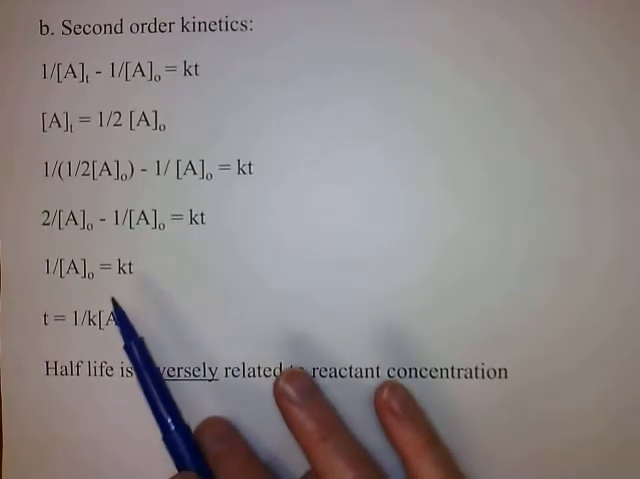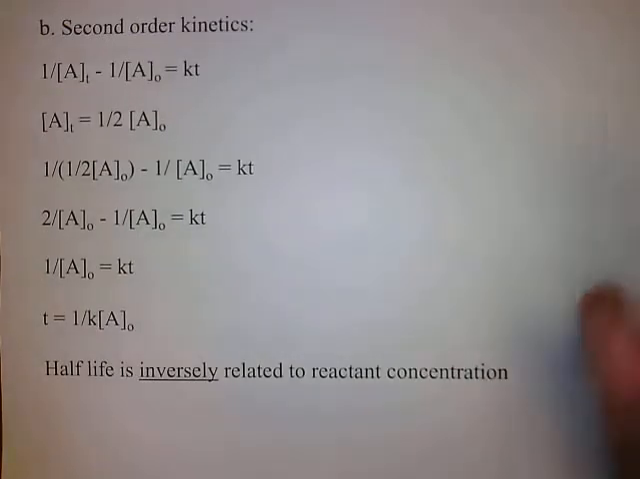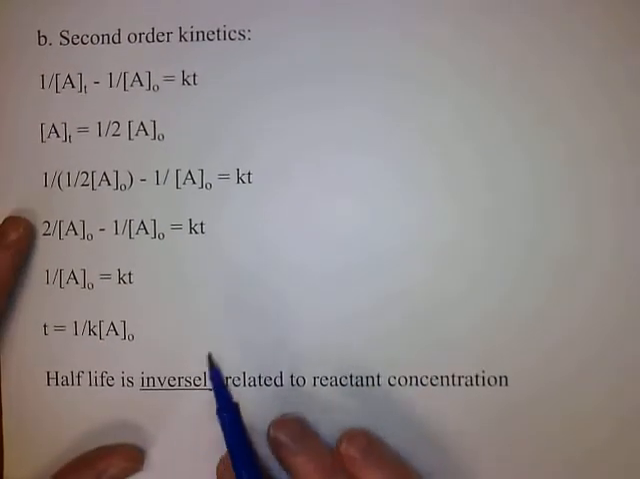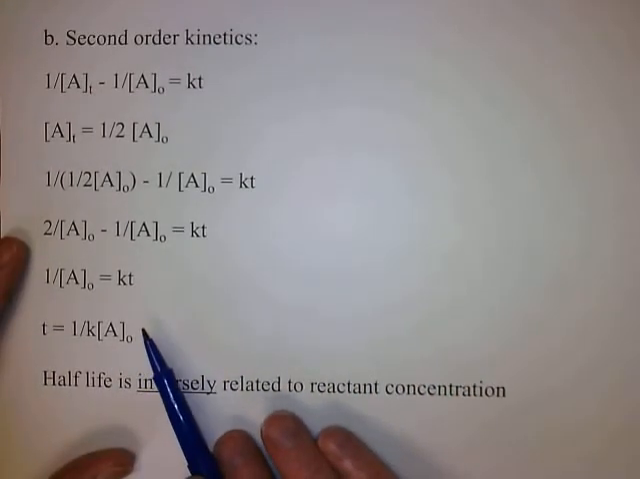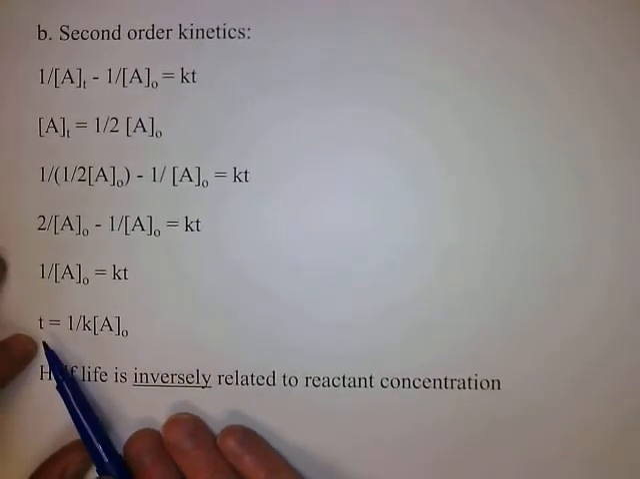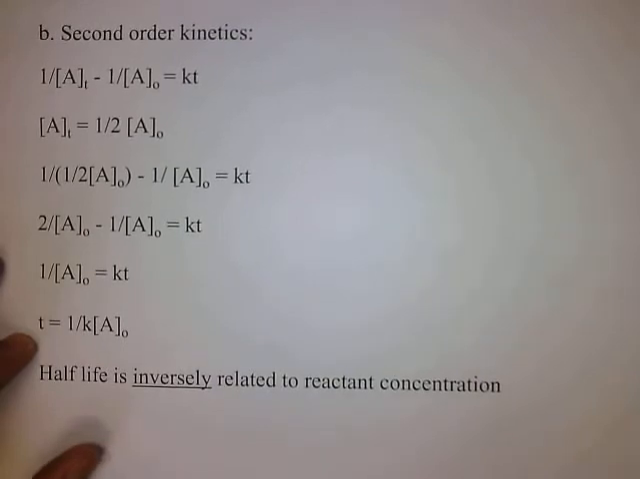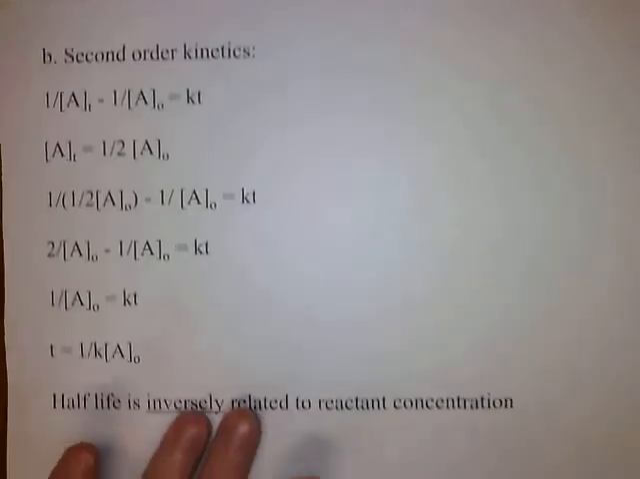So for the half-life, the concentration is on the bottom. Okay? So half-life is inversely related to the concentration. What does inversely mean? As one number gets bigger, the other one gets smaller. Because the concentration is on the bottom, if we make the concentration bigger, the half-life is actually going to be smaller, because the reaction is going to happen faster at the higher concentration. Okay?